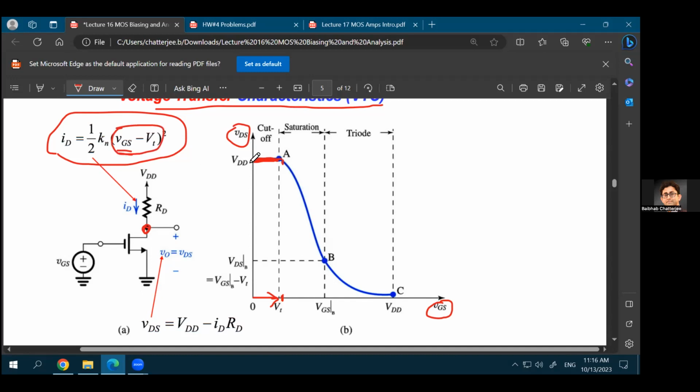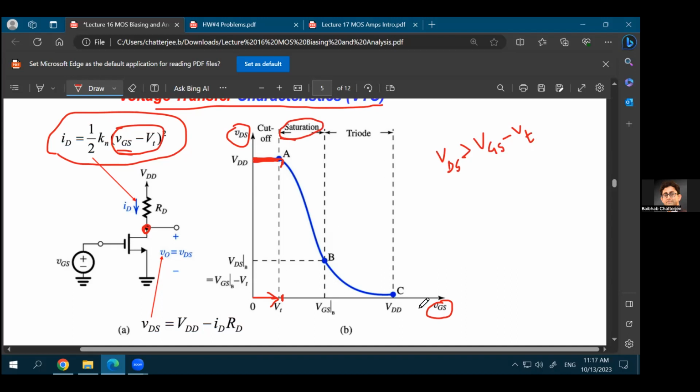Your VDS was already at VDD. Your VDS was very, very high. Let's say it was already 5 volts. So of course, 5 volt is much higher than 10 millivolts. Everyone will agree to that, right? If 5 volt is much higher than 10 millivolt, then at this point, the device is in saturation region, because your VDS is higher than VGS minus VT. That's the definition of your saturation region. So right after the cutoff, you start with your saturation region.